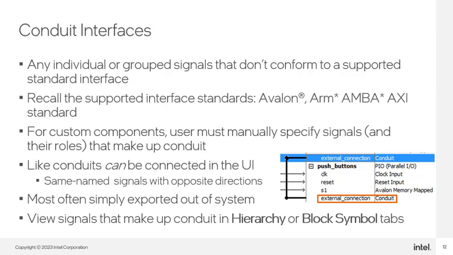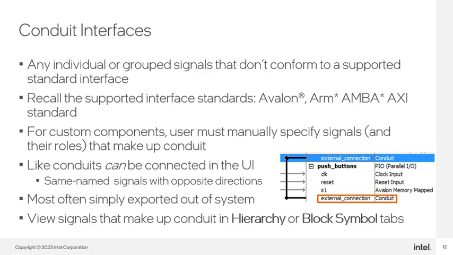The final type of interfaces to be aware of are conduits. Conduit interfaces in Platform Designer represent any non-standard interface types or signal groups. They can contain any arbitrary signal or collection of signals. Conduits appear right along with standard interfaces for a component in the System View or System Contents tab. While conduits can be connected to other conduits with the same signals using two connection dots as shown, they are usually exported out of the system to be connected externally. Conduits are used, for example, for things like I/O signals that connect to LEDs or for high-speed transceiver I/O.